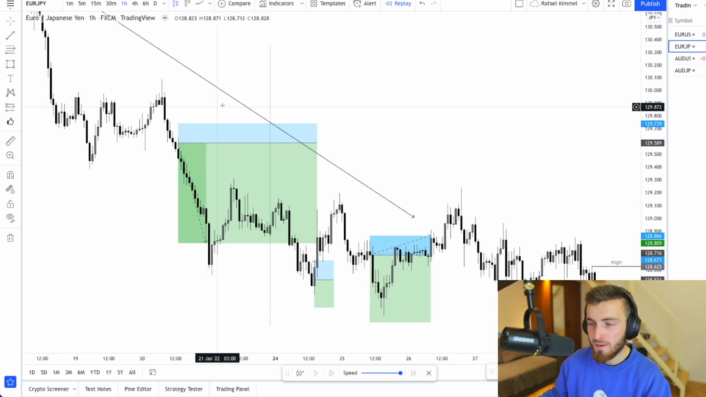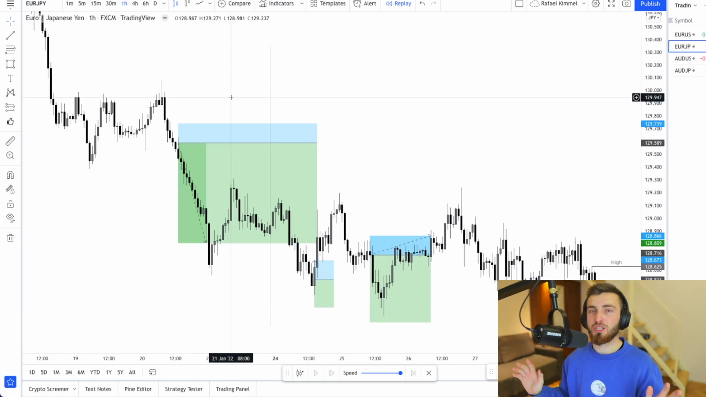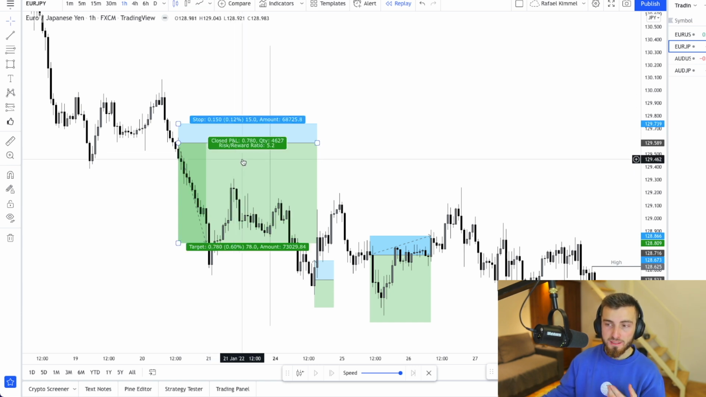Euro Japanese yen. Okay, let me tell you one thing. I have a love-hate relationship with Euro Japanese yen. I don't know what it is. Well, I kind of do, which is I have a very low strike rate on Euro Japanese yen. But once I do enter in trades, in good trades, then they bank me some good amount of percentage. 5%, 7%, 4%. Those are the trades that I have on Euro Japanese yen.